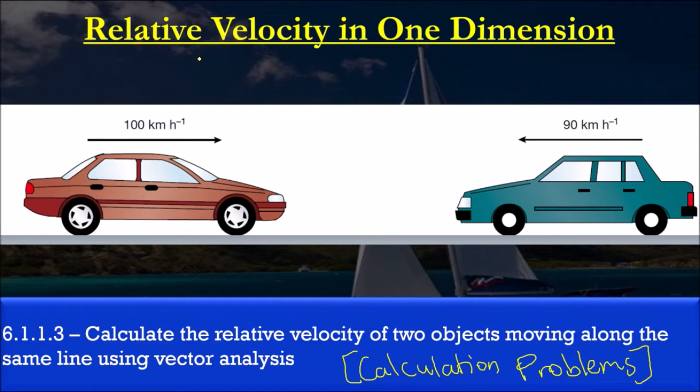Today we're going to be looking at relative velocity in one dimension. We're going to be covering the following dot point: calculate the relative velocity of two objects moving along the same line using vector analysis. But we're looking at the calculation problems. If you haven't looked at the theoretical lesson yet, I would recommend you try that first. But this lesson will all be about the calculations of relative velocity in one dimension.